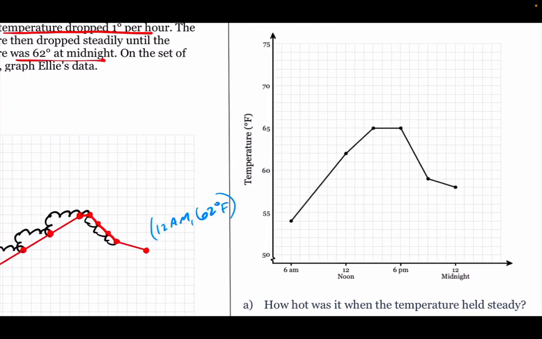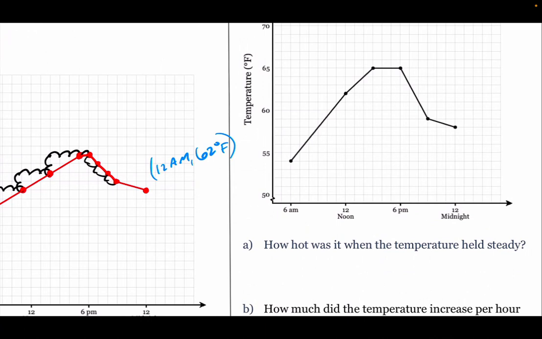So at 6 a.m., it was 54 degrees. Then it rose till afternoon. And then it stayed steady, then it fell some more. Okay? So let's answer some questions. First question, how hot was it when it held steady? 65 degrees. 65 degrees Fahrenheit. When it held steady. So held steady means doesn't go up, doesn't go down.